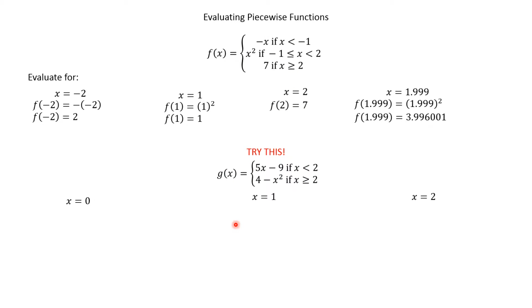All right, ready to take a look at these? So, plugging in 0. Well, 0 is less than 2, so we'd plug it into this one. g of 0 equals 5 times 0 minus 9. Well, that's 0, so it's just negative 9.